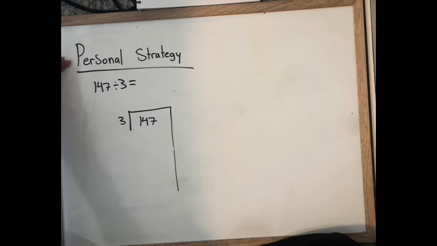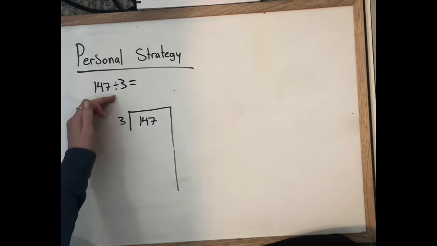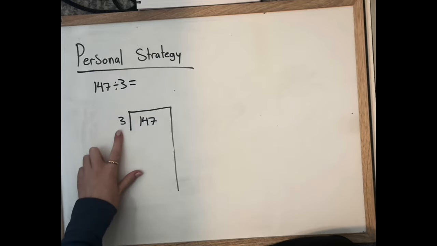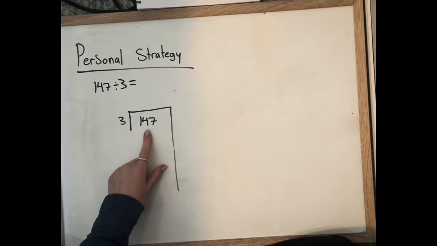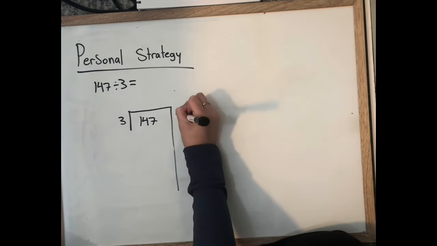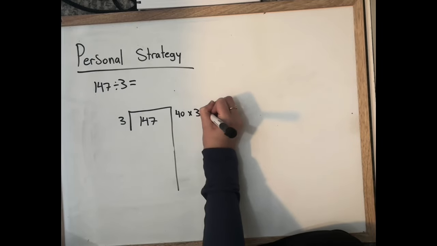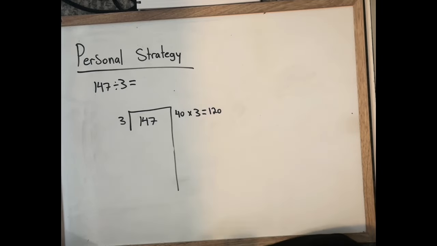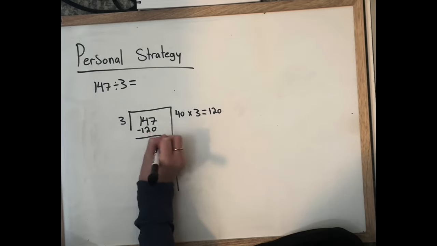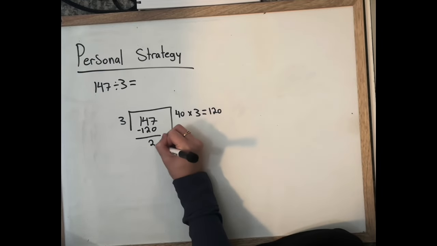I'm going to be doing a personal strategy to figure out what 147 divided by 3 is. So I'm going to begin by putting my 3 on the left side here and my 147 into this little box. Now, I know that to figure out this answer, I want to work with easier numbers. So I know that 40 times 3 gives me 120. Now I'm going to subtract that from my 147, and this will leave me with 27.